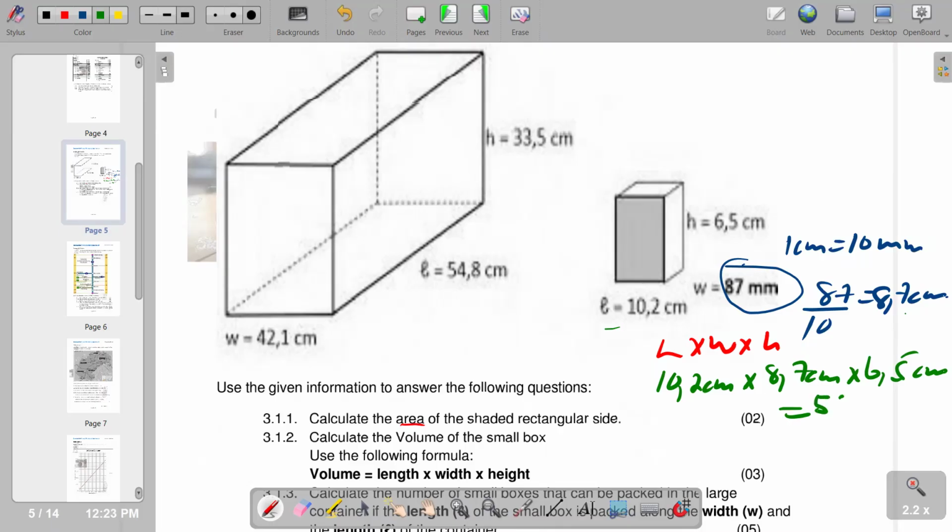0.81 cubic centimeters. So that becomes our volume.